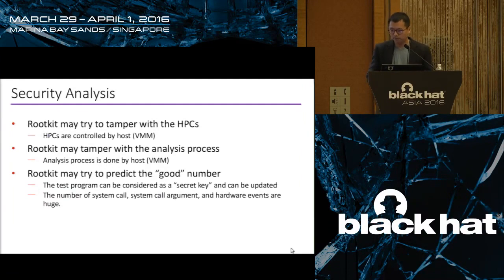So in our scheme, we have an assumption that you can use the test program as a secret key. The reason we say that is that the test program you can design in so many different ways because of the large number of system call arguments and events. You can create a huge number of different test programs. Now, even if the rootkit tries to guess one of your test programs and figures out the good numbers, you can always update your test program.